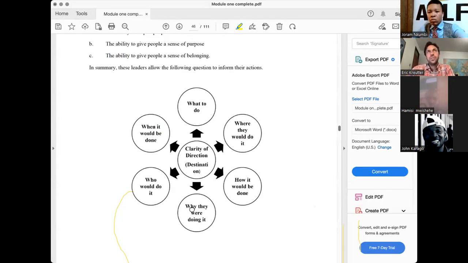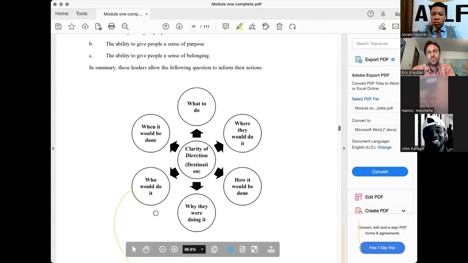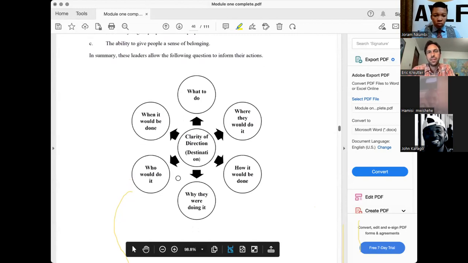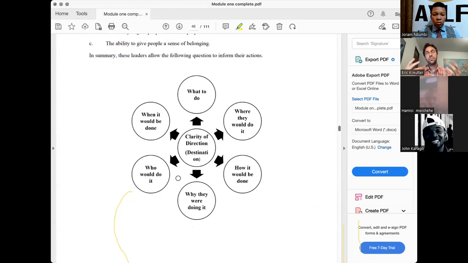When you have that clarity in yourself, the reason it's powerful is because when you have clarity, you're able to communicate. And that's the important thing from a leadership perspective: in order to communicate and to connect with other people, you have to first know what it is that you are talking about.